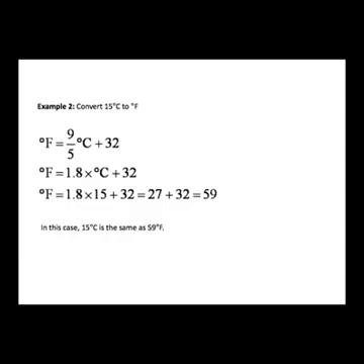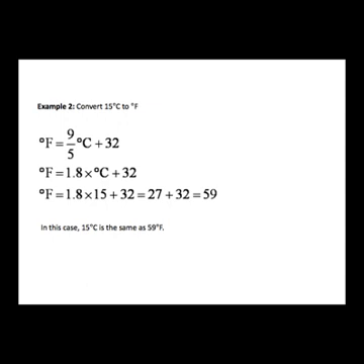Another example, convert 15 degrees Celsius to Fahrenheit. You take your degrees Celsius, multiply by 9/5 or 1.8, and add 32 to it. In this case, we would take our 1.8 times 15 plus 32. So 27 plus 32 equals 59. 15 degrees Celsius is the same as 59 degrees Fahrenheit.